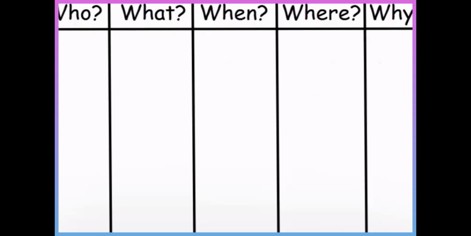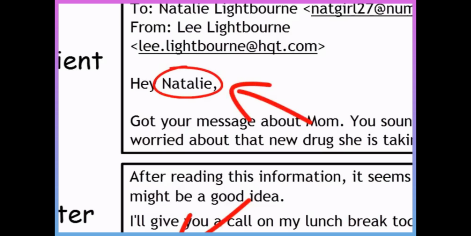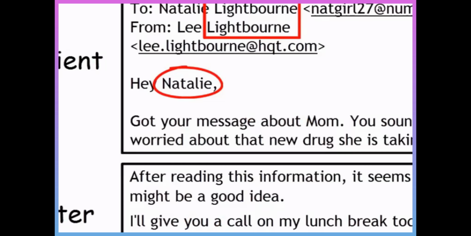At the very least, I can figure out who the writer and the recipient are. In this example, I can tell that the writer is Lee and the recipient is Natalie. And at the top of the email, I see that they've got the same last name, so they must be related. The first sentence also says, "Got your message about Mom." So Lee and Natalie are likely brother and sister.